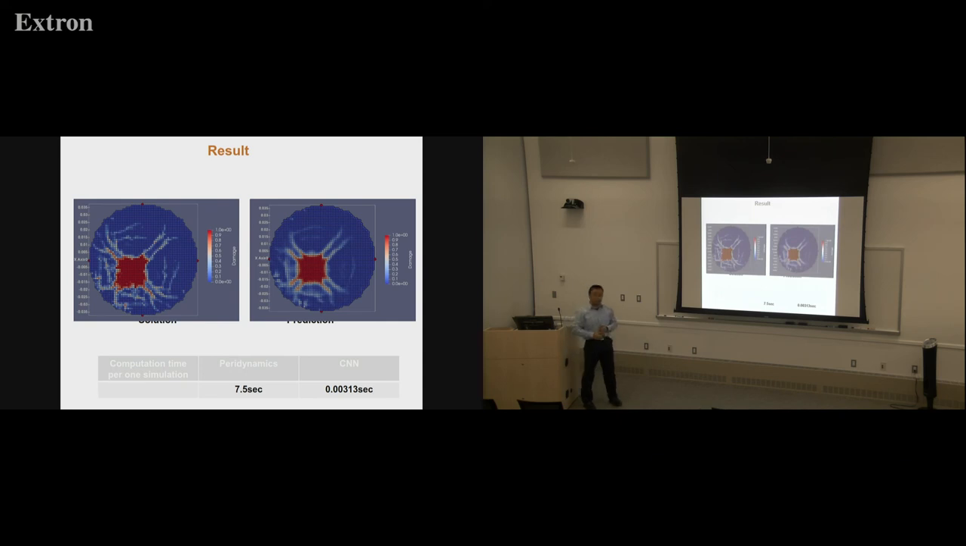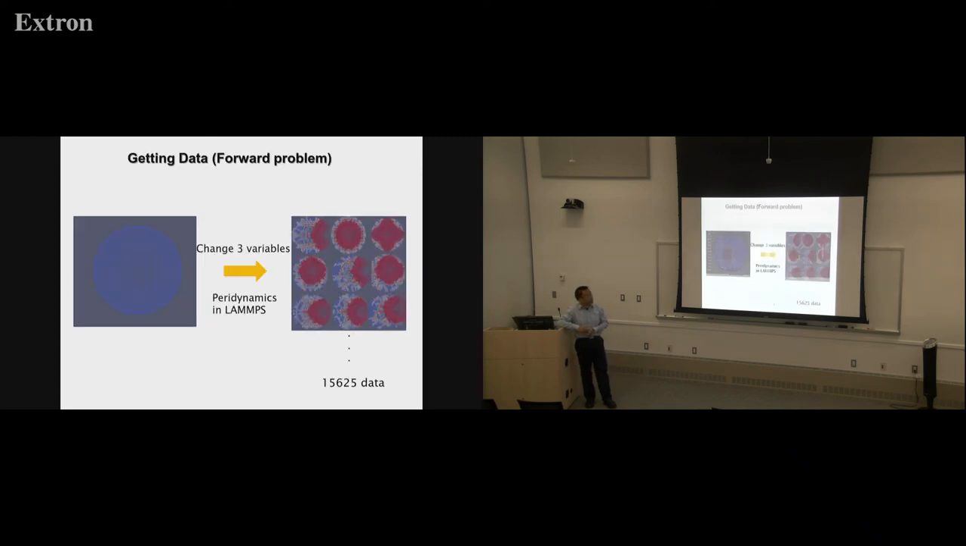But the benefit you get from using this is the speedup. If you're using peridynamics, you need at least 7.5 seconds. However, using a neural network, you only need 10 to the minus 3 seconds. So that's what real time is about. Using this, you don't need parallel computers. You can just use real-time predictions, so it can even predict material failure.